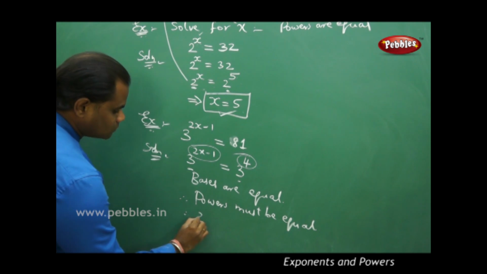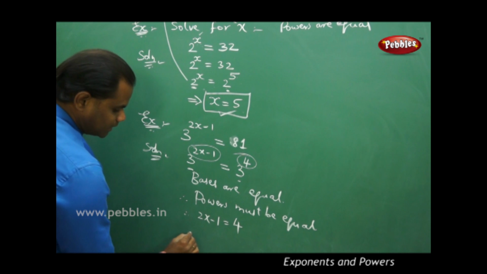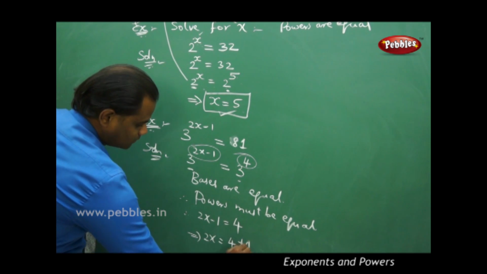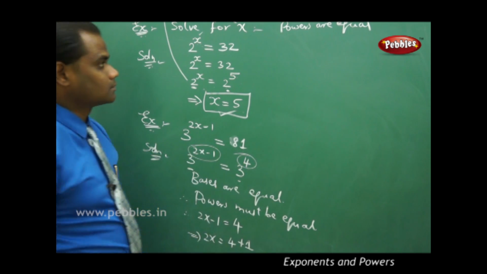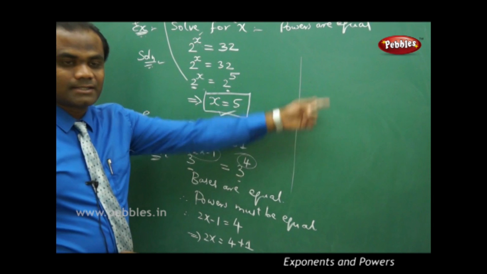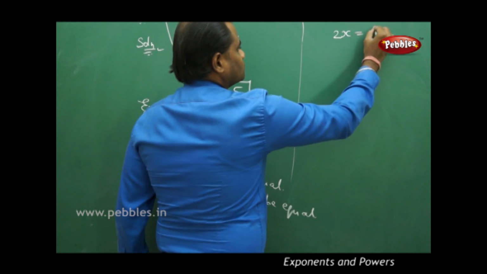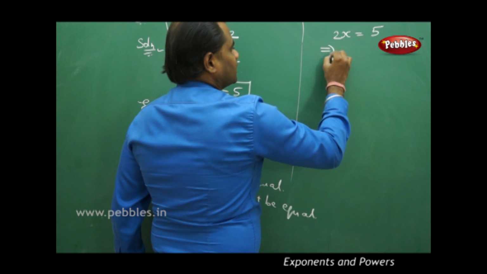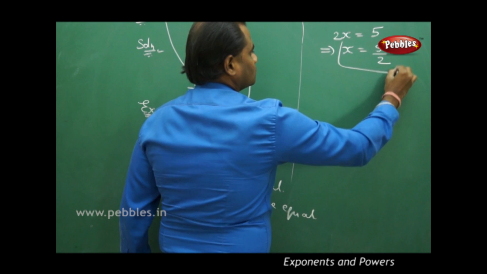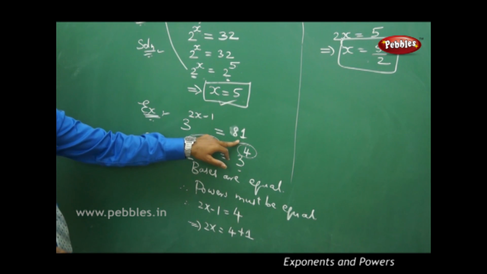So therefore, 2x minus 1 would be equal to 4. That implies 2x is equal to 4 plus 1 when I bring negative 1 to the right. When I continue on the right side, I get 2x equal to 5. That implies x is equal to 5 over 2. So this is the value of x which satisfies this equation.